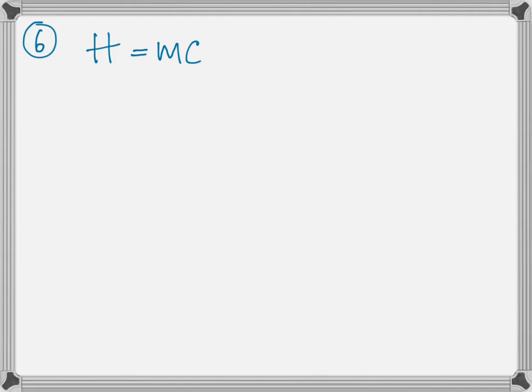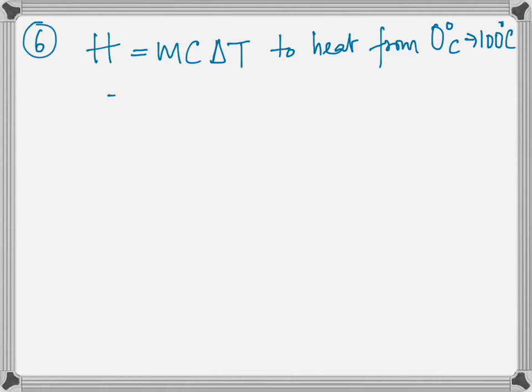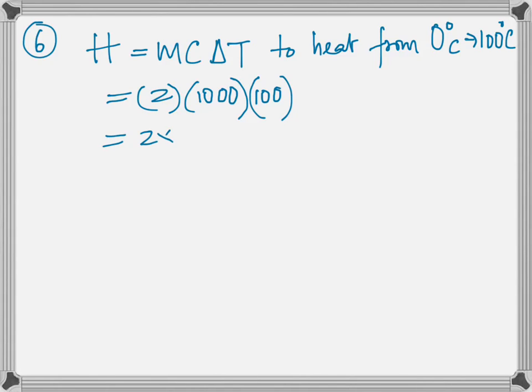Number 6. First you use Q is m c delta T to heat it from 0 degrees Celsius to 100 degrees Celsius. Why 100? Because that's the boiling point of water. And put in the numbers, 2 times 1,000. Where did I get the 1,000 from? It'll be given to you. The specific heat of water is 1,000 calories per kilogram.